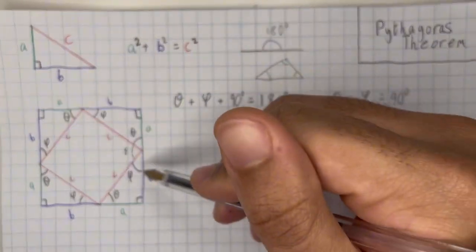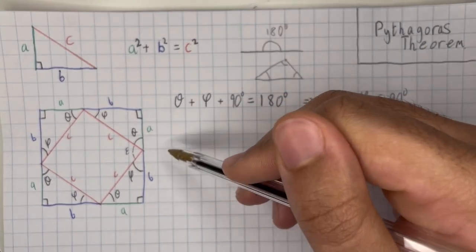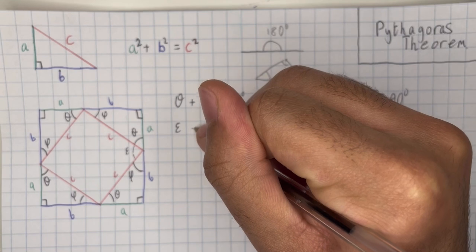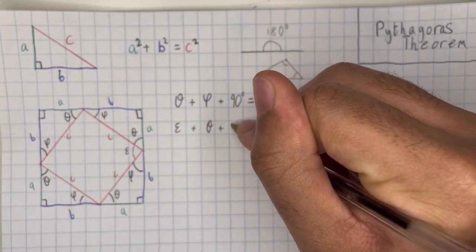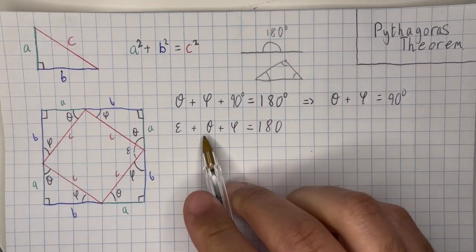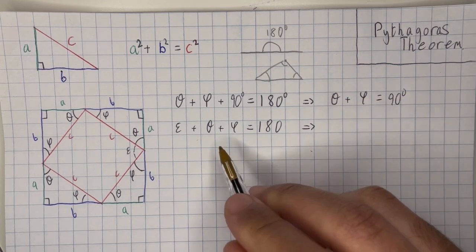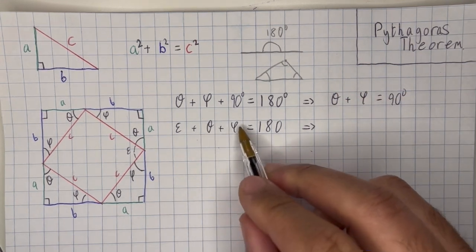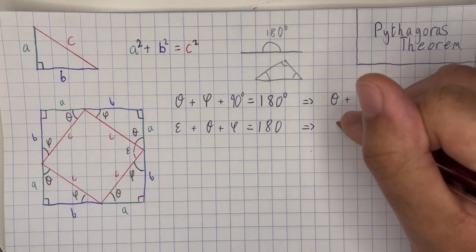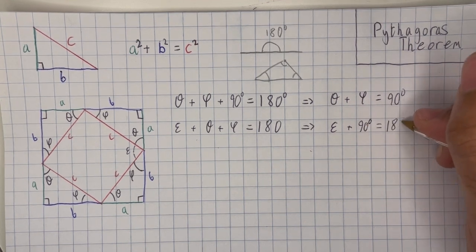Okay, but look, it's a straight line. I can use this fact here, that angles on a straight line add up to 180 degrees, to get epsilon plus theta plus phi is equal to 180 degrees again. What's here? Theta plus phi. That's just 90 degrees. So I can just swap this out. Theta plus phi is 90 degrees, I'll put that in. Epsilon plus 90 degrees is equal to 180 degrees.